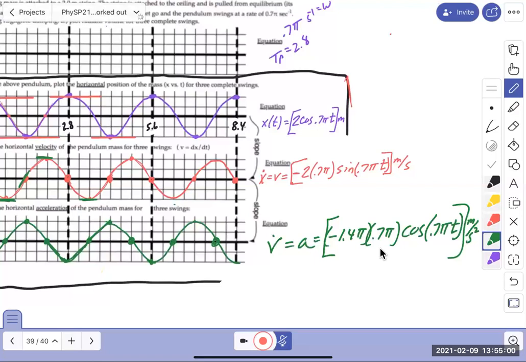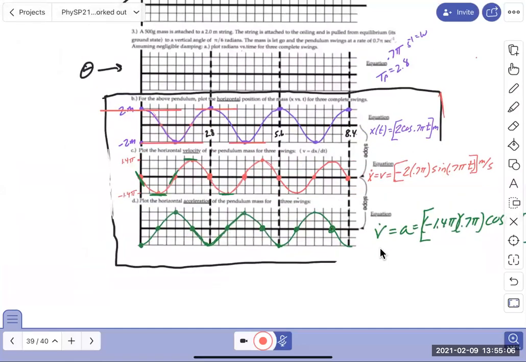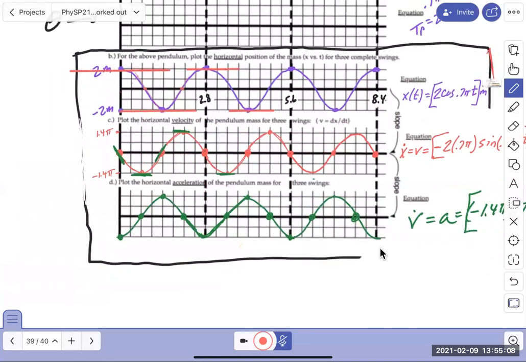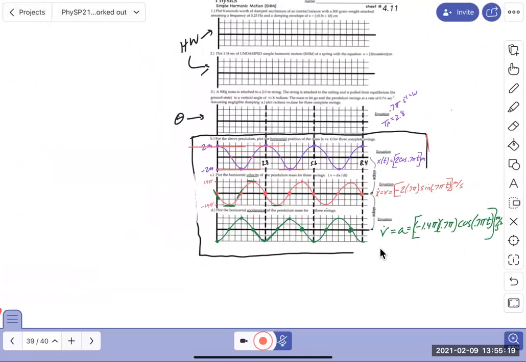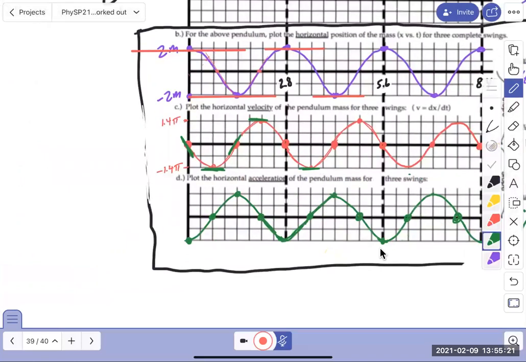1.4 times 0.7 is 0.98. So over here, I'm going to be lazy and call it 1 if you don't mind. So that's pi squared, right? 0.98. All right, I'll leave it as 0.98. So 0.98 pi squared, negative 0.98 pi squared.